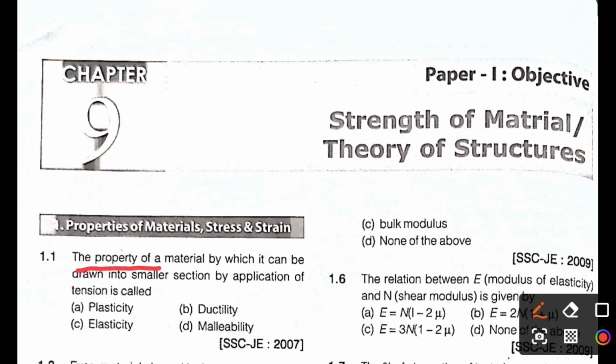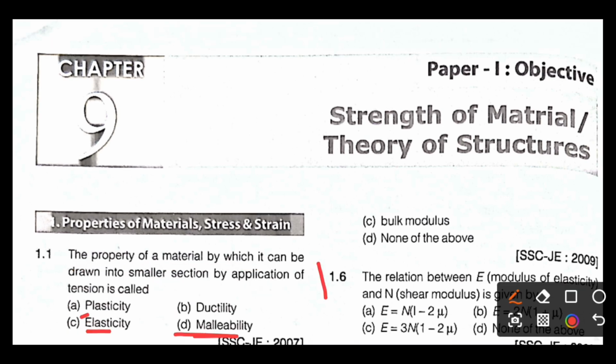First question: the property of a material by which it can be drawn into a smaller section by application of tension is called plasticity, ductility, elasticity, or malleability. Which is the correct option? So you have to know the answer to this question. Please comment it, and then I will go to the definitions.